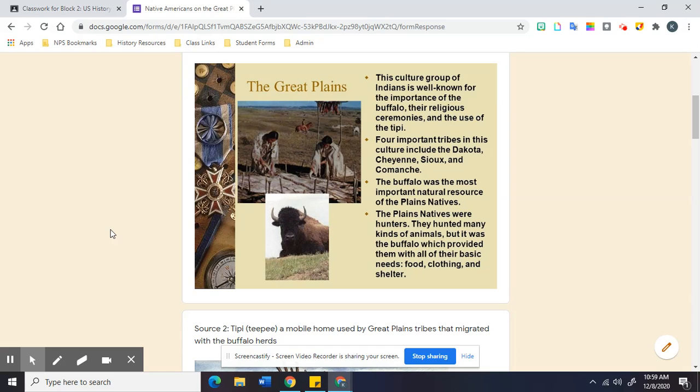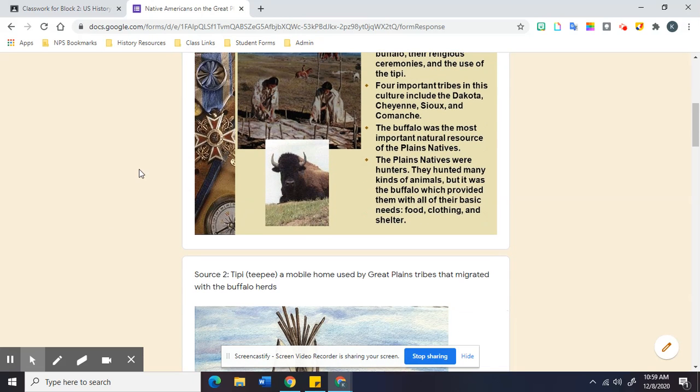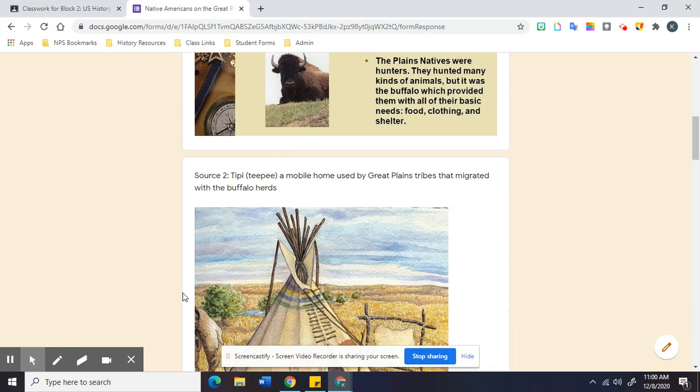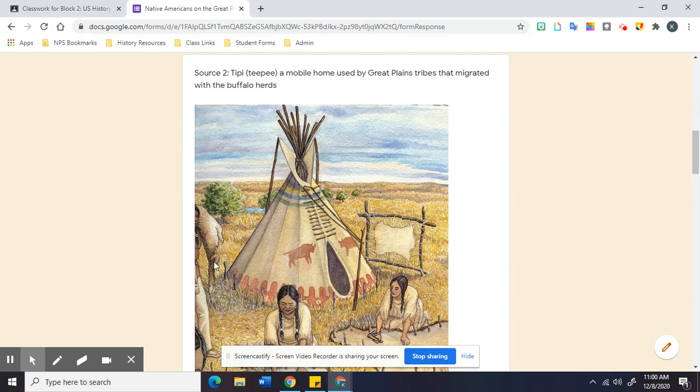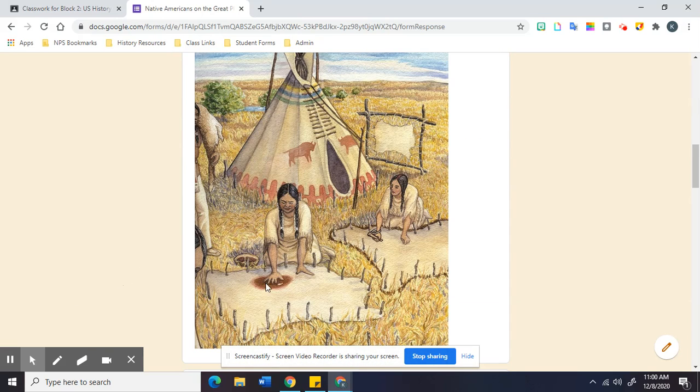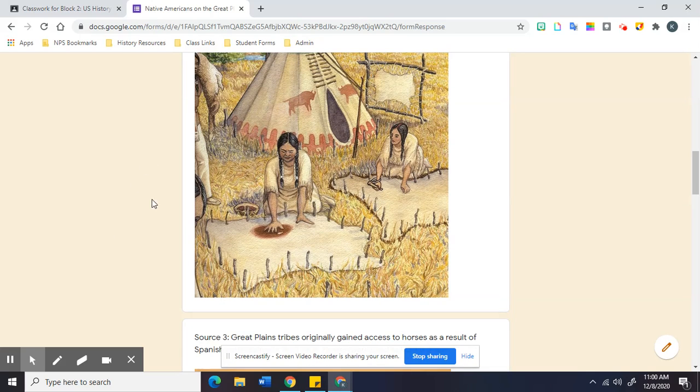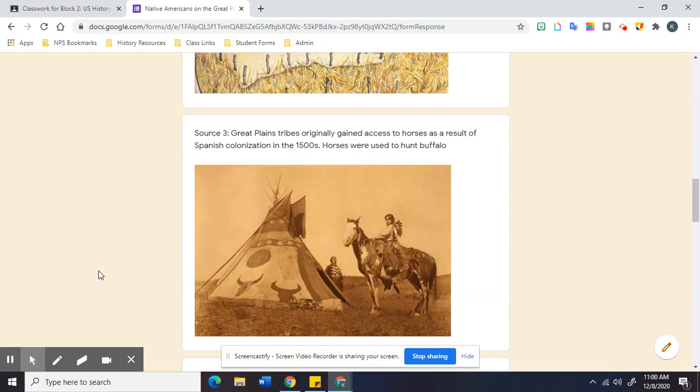The buffalo was the most important natural resource of the Great Plains. The Plains natives were hunters. They hunted many kinds of animals, but it was the buffalo which provided them with all of their basic needs: food, clothing, and shelter. So, source 2, a teepee, a mobile home used by Great Plains tribes that migrated with buffalo herds. And here you have 2 women. What they're doing is called tanning, which makes the skin, the soft part under the fur, get hard, and you can use it to make a teepee, make clothes, that sort of thing.